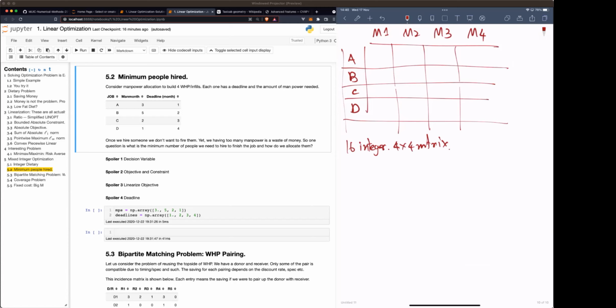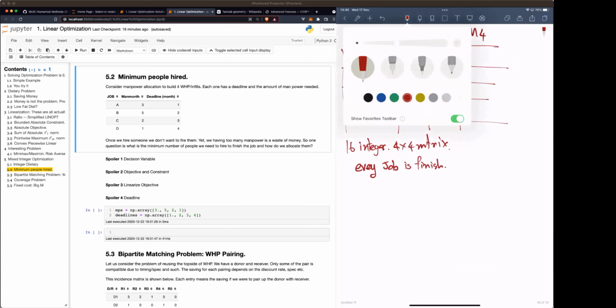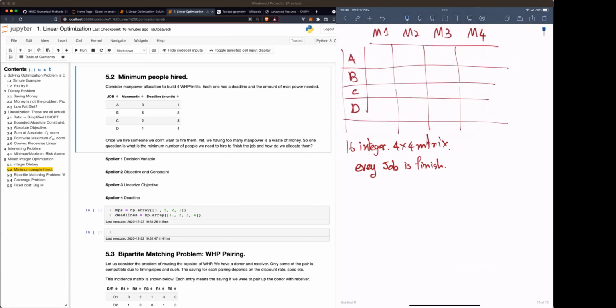Okay. So let's think about this. Let's look at the constraints. The first constraint is, how do I make sure that every job is finished? It may or may not be within the deadline, but at least I want to make sure that every job is finished. How do I make sure though? Anyone has a good idea? Given this schedule, how do I make sure that every job is finished?